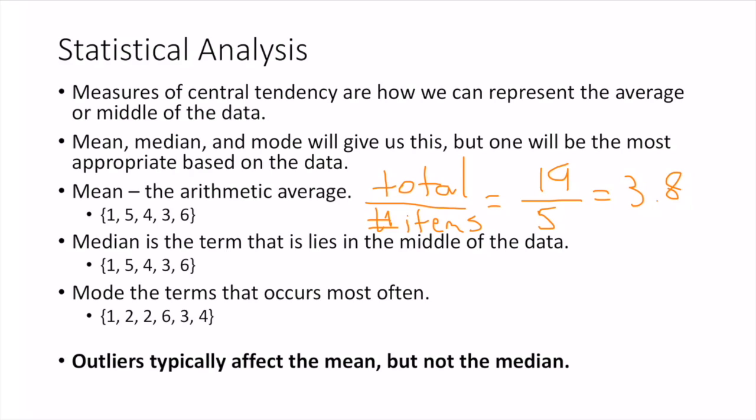So the median is the term that lies directly in the middle of the data. Using these same numbers, when I'm doing the median, what I have to do is put them in order, from least to biggest. So 1, 3, 4, 5, 6. And it's the term that lies directly in the middle. There are 5 terms, so directly in the middle would be 4 in this case. It's both the third smallest and the third largest.